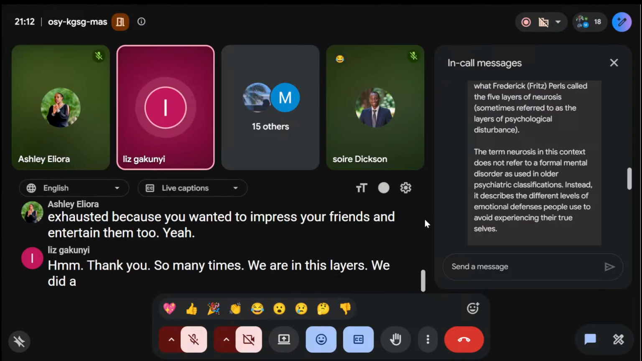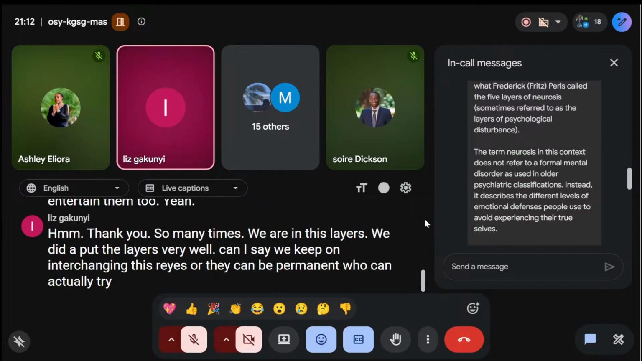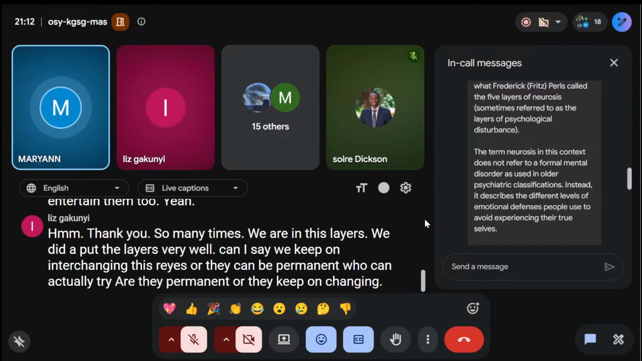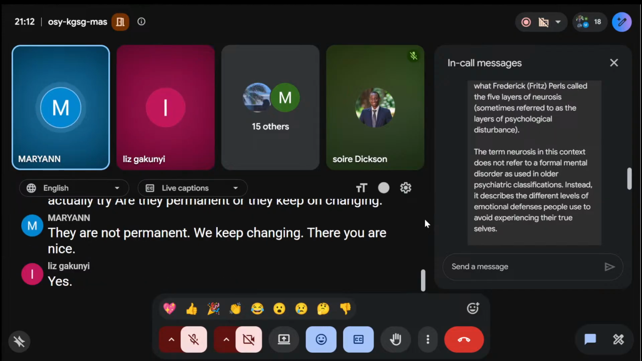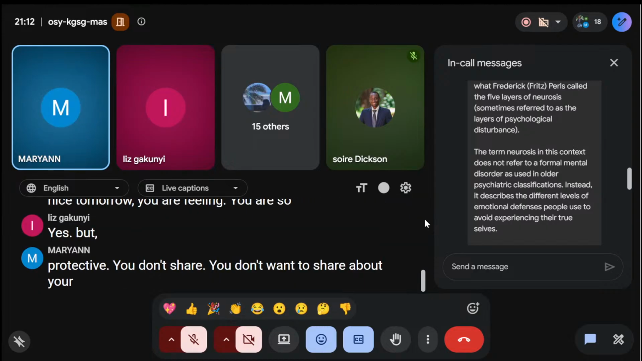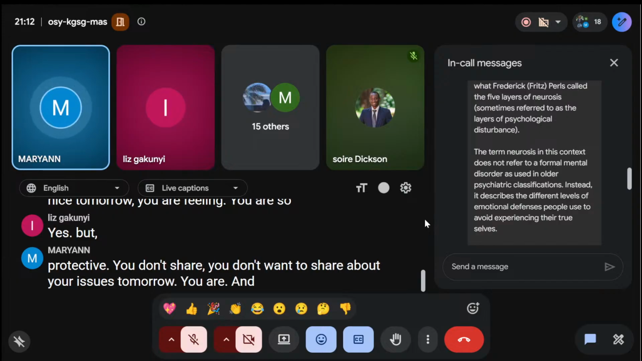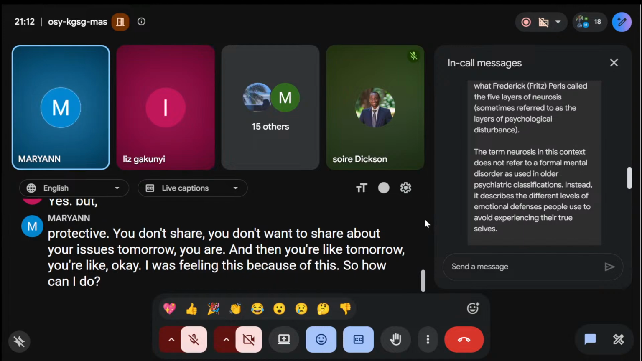We didn't put the layers very well. Can I say we keep on interchanging these layers, or they can be permanent? Are they permanent or do they keep on changing? They are not permanent. We keep changing. Today you are nice. Tomorrow you are feeling so protective. You don't want to share about your issues. Tomorrow you're like, okay, I was feeling this because of this. So how can I do better? How can I react better next time? So I think they keep changing.